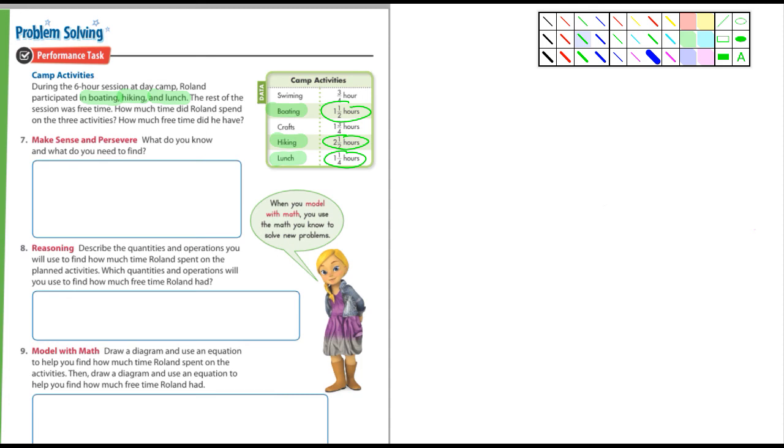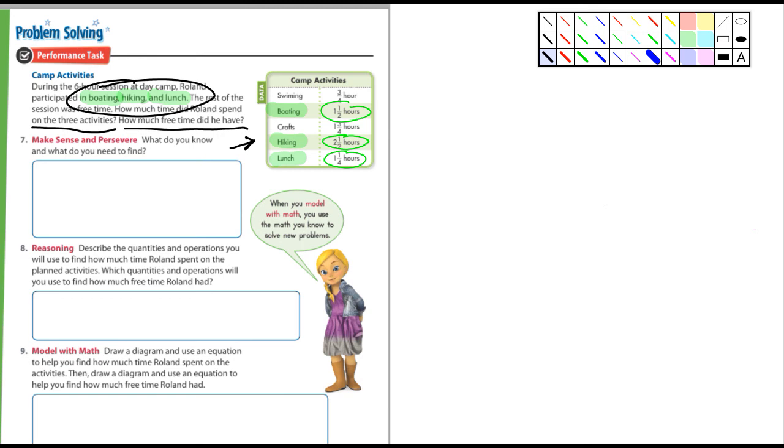And number 7, so they're kind of walking you through this here. What do you know and what do you need to find? Well, you can explain what you know by looking at this particular graph and the information they gave us. And then it says, what do you need to find? Well, what questions did they ask? How much free time did he have? And how much time did Roland spend on the 3 activities? That's what you need to find.